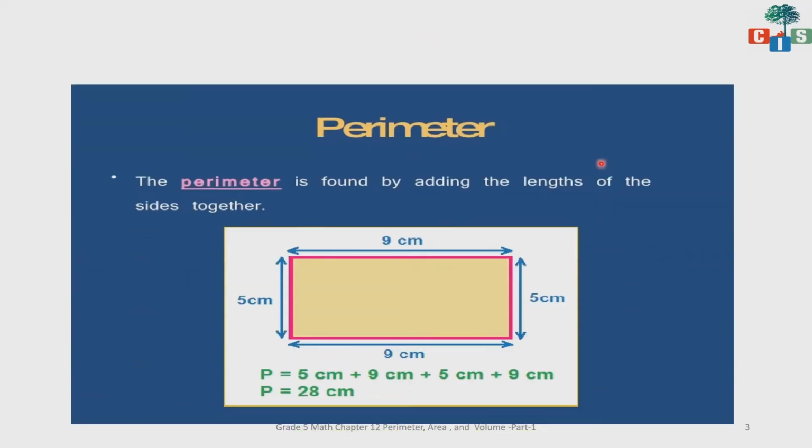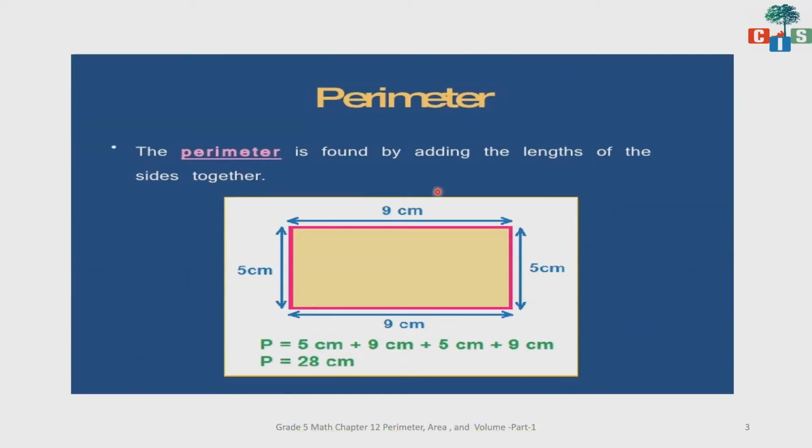So scholars, we can find perimeter by just adding the lengths of the sides together. Suppose here we have an example of a rectangle. In a rectangle, opposite sides are equal. We can see that length is 9 centimeter and breadth is 5 centimeter. So how do we find perimeter? We have to just add all these numbers. So here 9 centimeter plus 5 centimeter plus 9 centimeter plus 5 centimeter, which is equal to 28 centimeter. So the perimeter of this rectangle is 28 centimeter.